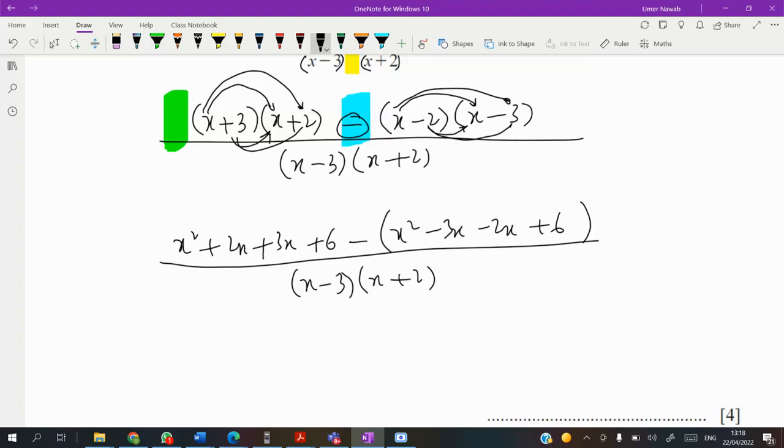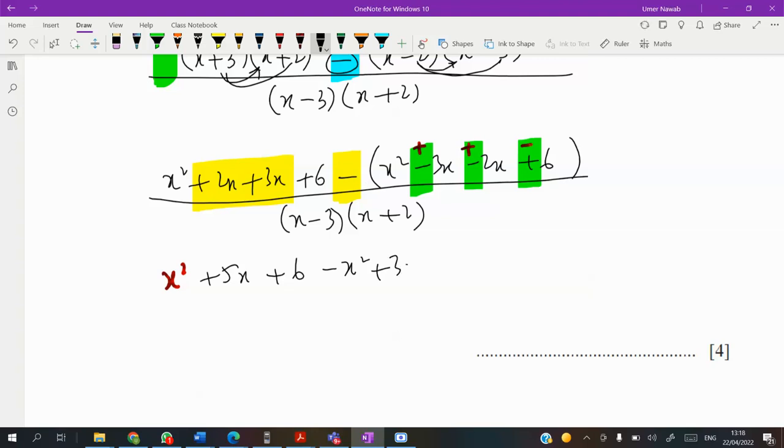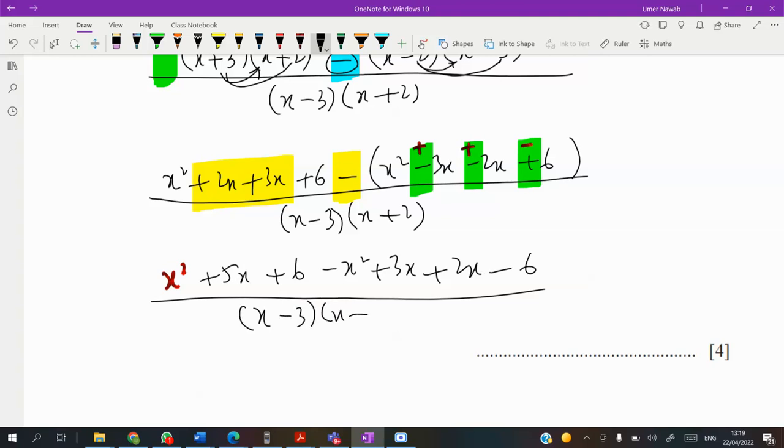And you will be surprised, guys, because this minus will change all the signs. So this minus, this minus, this plus. So this is plus, this is plus, and this is minus. So let me write here x squared. Then I simplify it. So 2x plus 3x is 5x plus 6. Now minus x squared plus 3x plus 2x and minus 6 whole over x minus 3 and x plus 2.